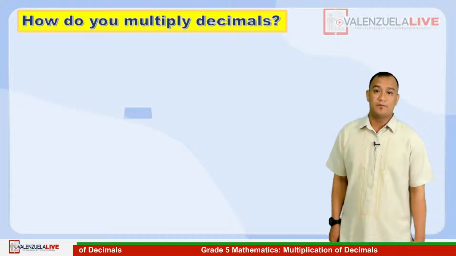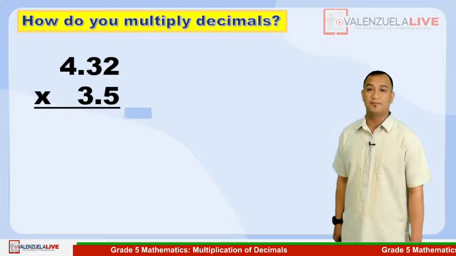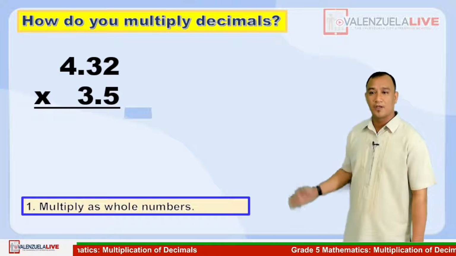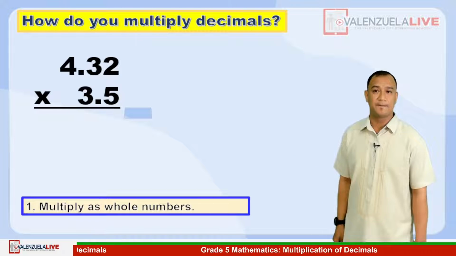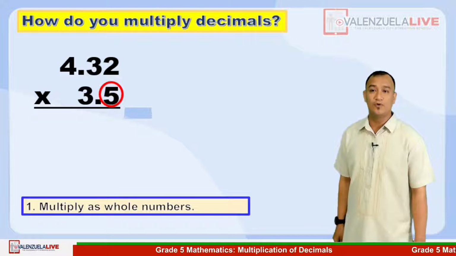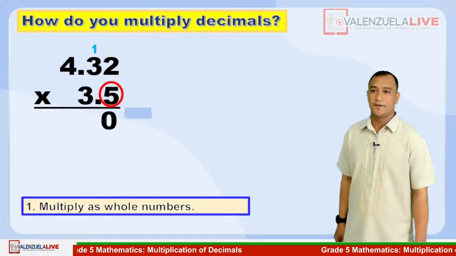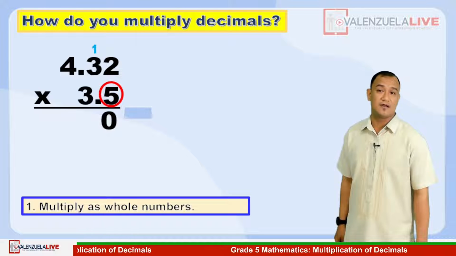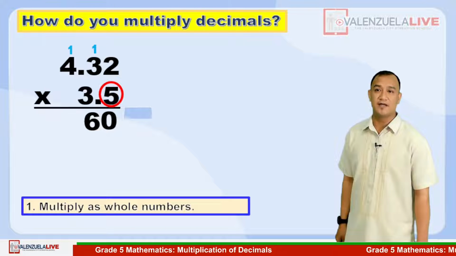Now, to solve the problem, we follow the steps in multiplying decimals with factors up to 2 decimal places. And again, for our first step, multiply as whole numbers. So let's begin multiplying. 5 times 2 is 10. Bring down 0 and regroup 1. 5 times 3 is 15. Plus 1, 16. Bring down 6 and regroup 1. 5 times 4 is 20. Plus 1 is 21.